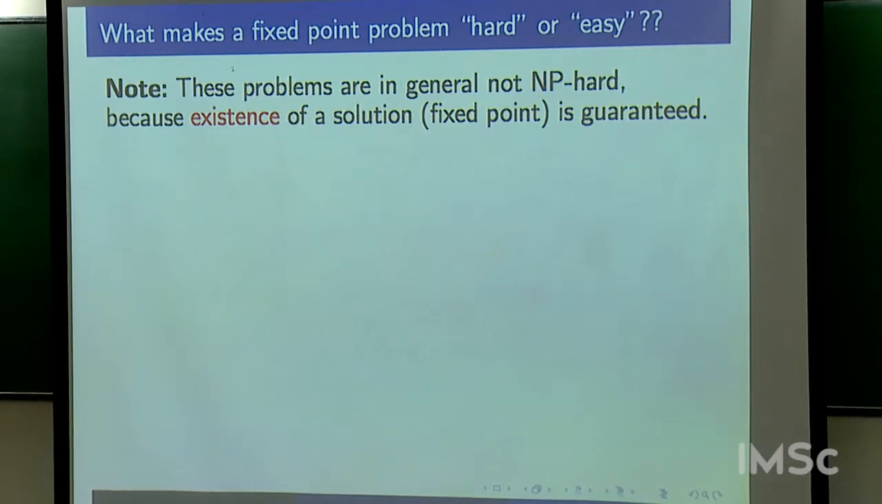So what makes a fixed point problem hard or easy? And you might say, okay, forget about these funny complexity classes, just tell me, is it NP hard or not? And the answer is that these kinds of problems are in general not NP hard and not likely to be NP hard because the existence of a solution is guaranteed by a fixed point problem. So there's no doubt that a solution exists. So these are total search problems.